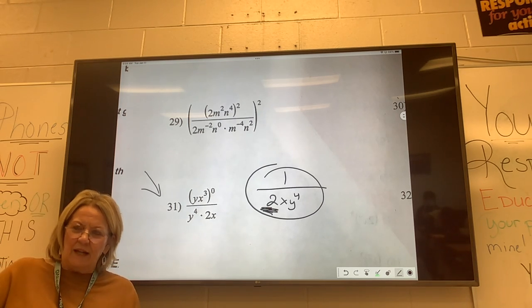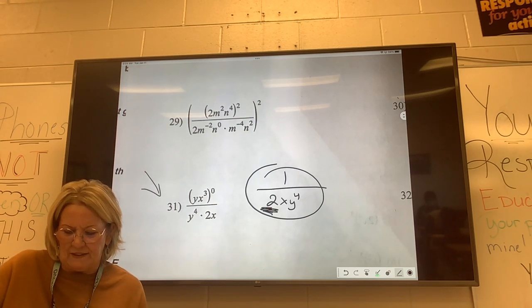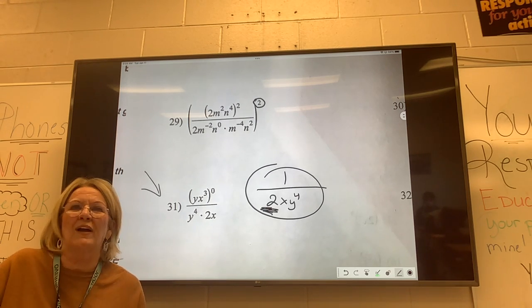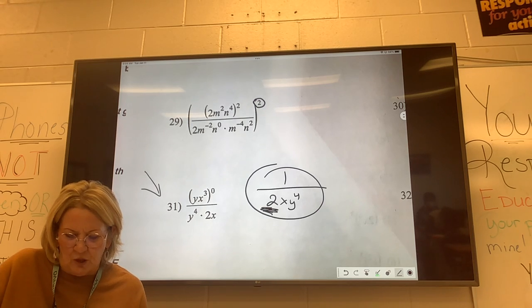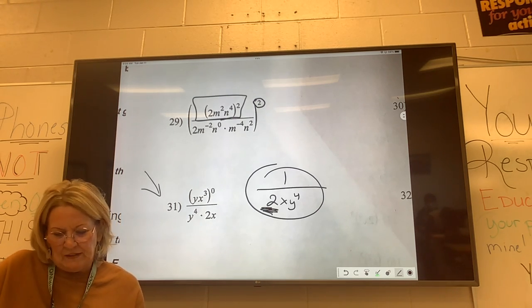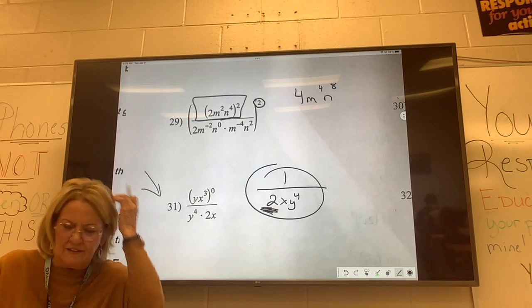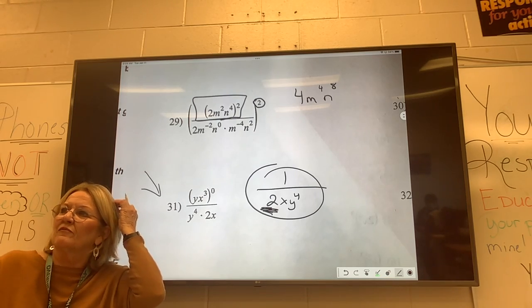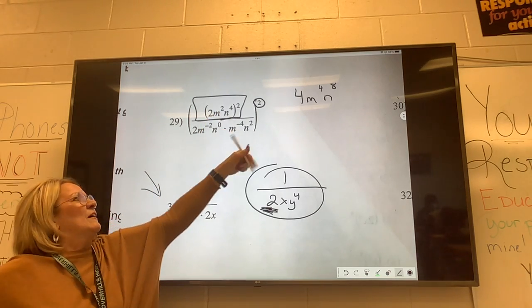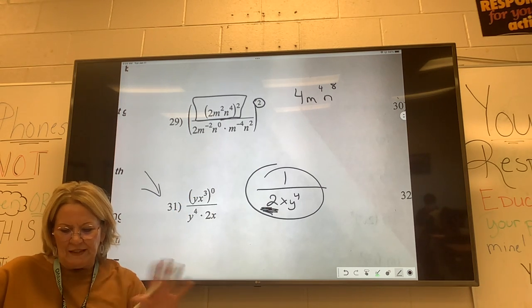Now number 29, there's a lot of ways of doing it, but the way I'm going to do it is I'm going to forget about this 2 for right now. I'm going to go ahead and clean this piece right here up. So 2 squared is 4. M to the 4, N to the 8. Does everybody know how I got that? From that little piece right there. Do you know how I got that? Yeah? Okay. So I cleaned that up.